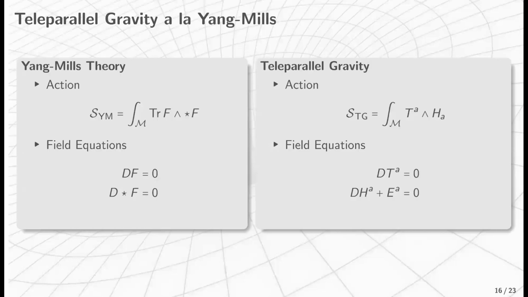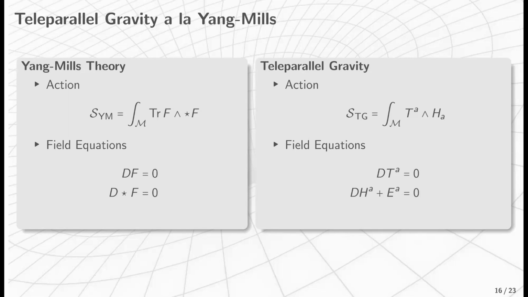So this means that if you start to compare teleparallel gravity and Yang-Mills theory, you will start to see more and more analogies. And the biggest analogy that you have there is that, okay, you have this action quadratic in your field strengths, and these equations. In teleparallel gravity, you can write it like this. So the action looks almost the same. Okay, it's not the same, but it looks the same. And the field equations are also very, very similar.